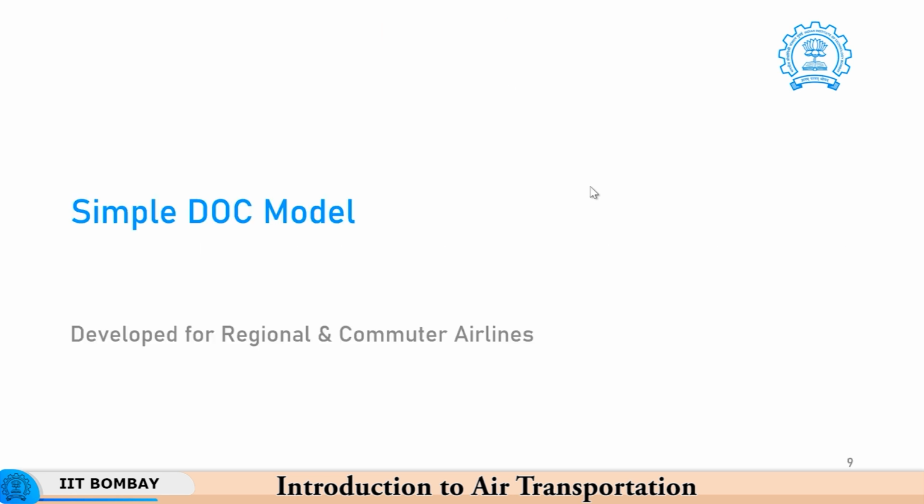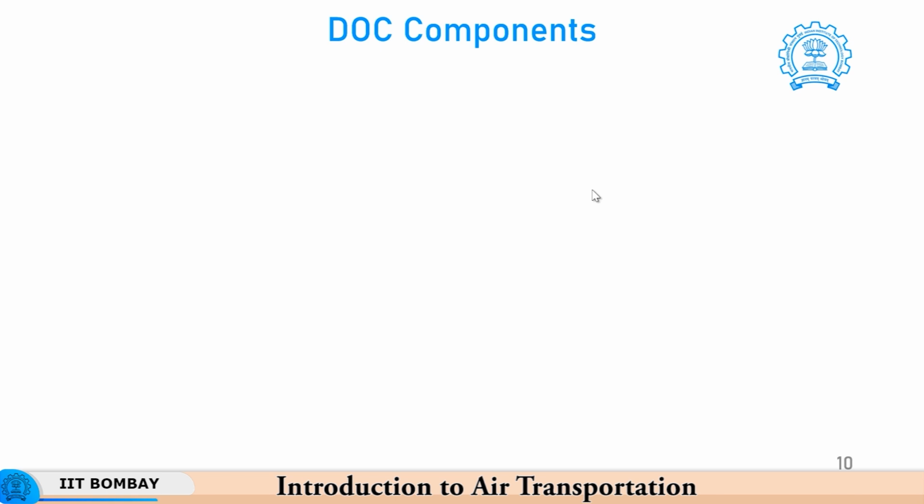Let us look at a simple method for estimating the direct operating cost. This model was developed by us somewhere in 1996, essentially for modeling the costs related with the operation of regional and commuter airlines. However, the model is generic in nature and one can always implement this model as it is, or you can adopt it to meet your requirements. So, in this model the DOC is estimated as a function of 7 individual components.